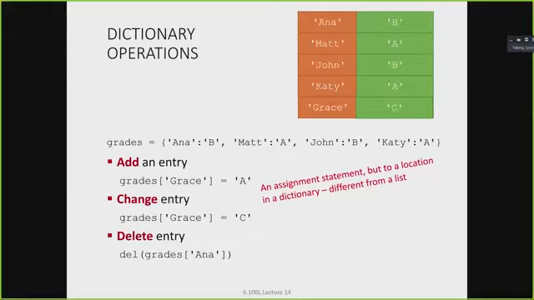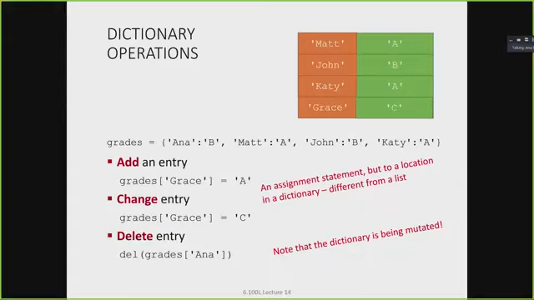You can delete entries much like we deleted entries from a list. We use the del function. And the del function says what entry you'd like to delete from what list. So here we just say the name of our dictionary at index Anna. So this will completely remove Anna and the value associated with Anna from the dictionary. Okay.